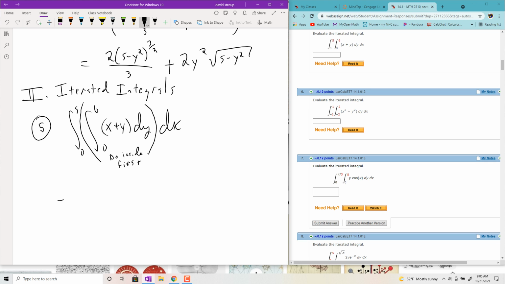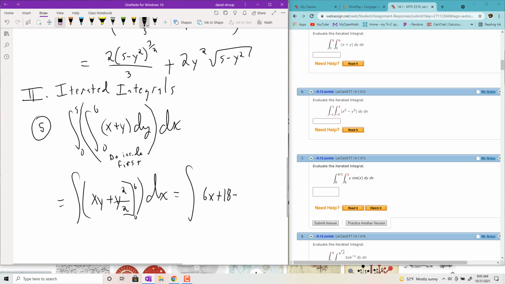On the inside, integrating with respect to y, you'll have xy plus y squared over 2, and you have to evaluate this from 0 to 6. So you're plugging in 0 and 6 wherever you see y. You'll have 6x plus 36 over 2, which is 18, minus, plugging in 0, you just have 0. So we just get rid of that, and then you integrate this with respect to x, and you should have your answer.